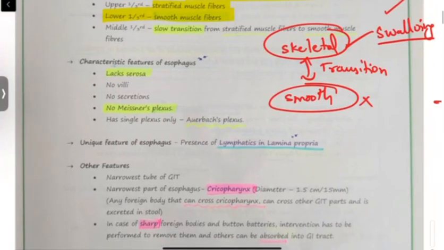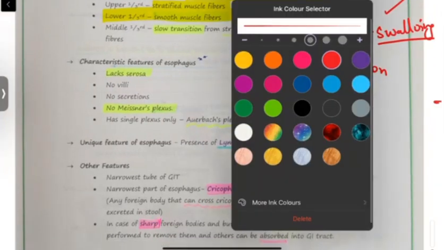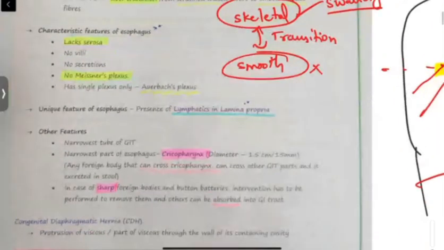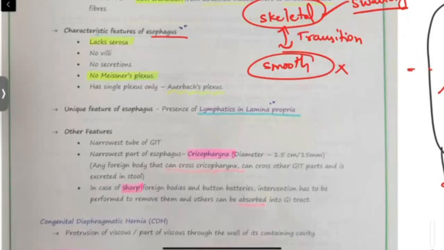Then what are the characteristic features of the esophagus when it comes to histology? Like we have discussed in the gallbladder, there is no submucosa. In the case of the esophagus, there is no serosa. Serosa involves peritoneum. Even though being a part of the gut, the esophagus does not have peritoneum. Hence, it lacks serosa and it will have adventitia.